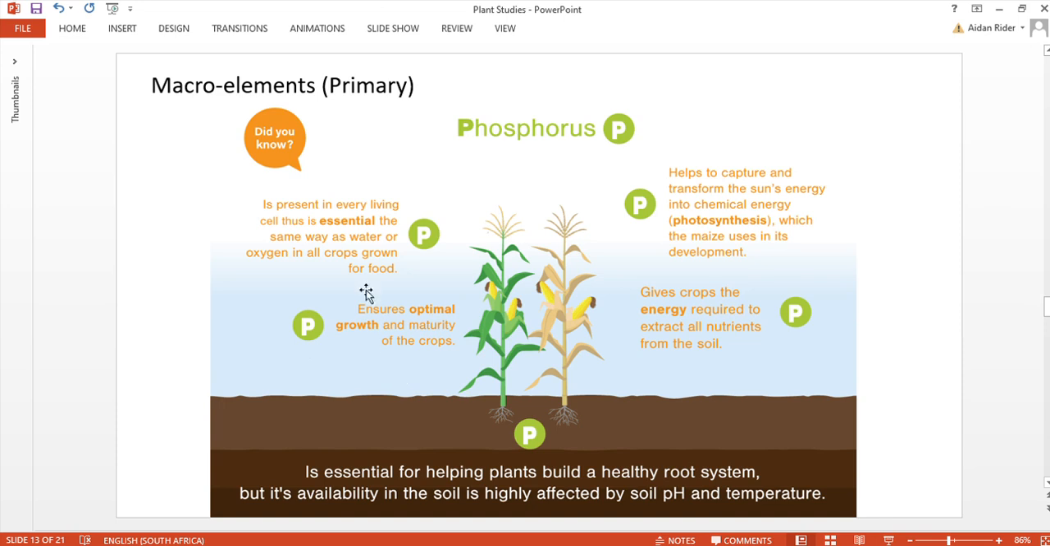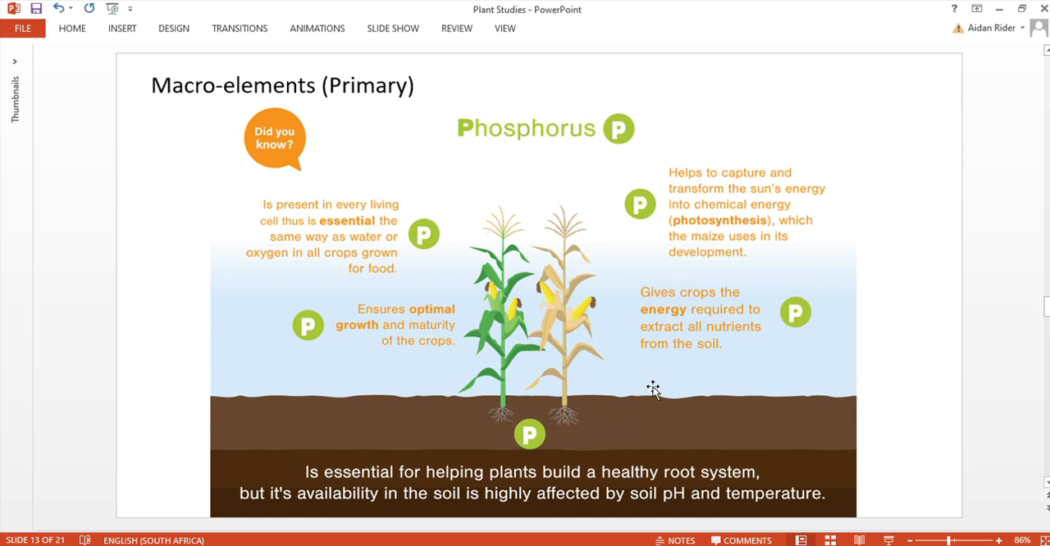And also it's present in every living cell, essential in the same way as water and oxygen, for all crops grown for food. Okay, so phosphorus is needed also for the growth. You get the phosphorus usually from organic materials like your humus, and also from fertilizers and naturally in the soil as well. Then what happens? How does the farmer know there's a phosphorus deficiency in the soil? It's when the plants aren't growing as well as they should, also when they are not as green as they should be, usually when the chlorophyll is there.